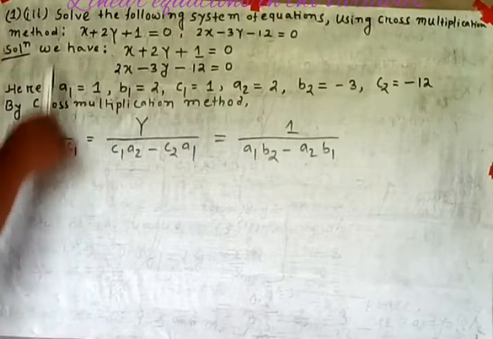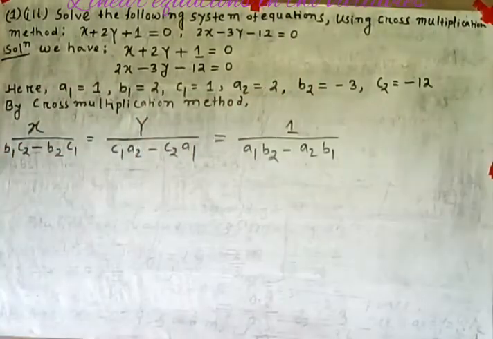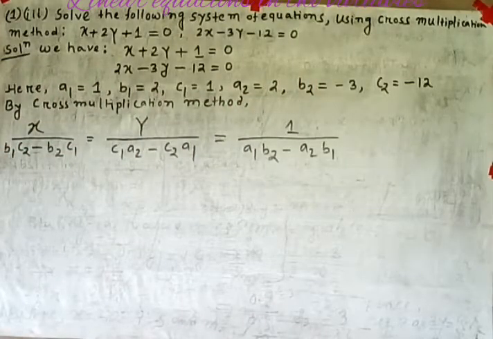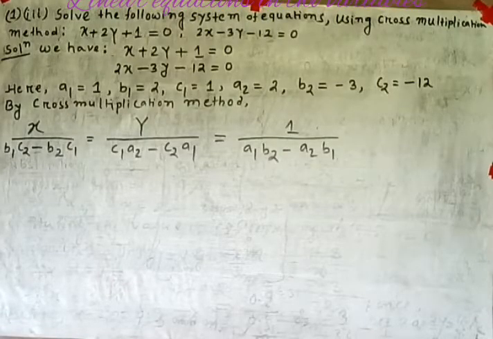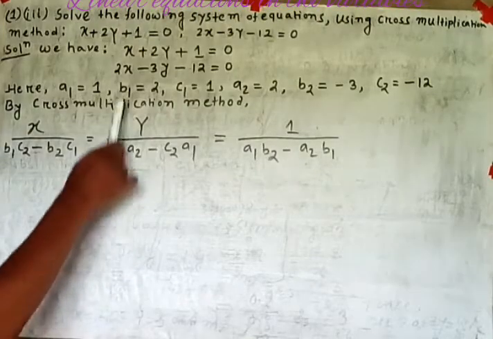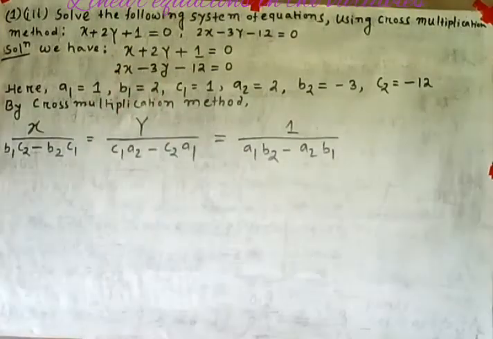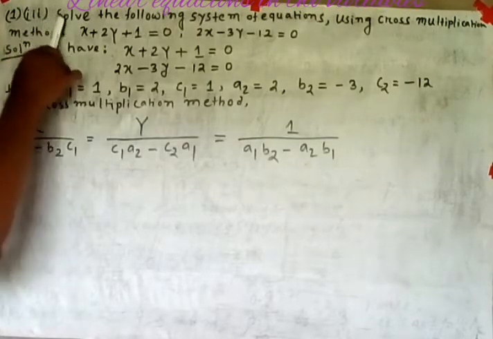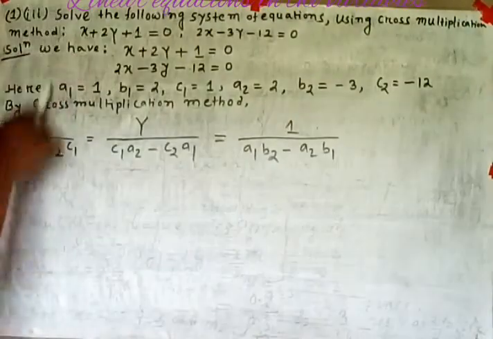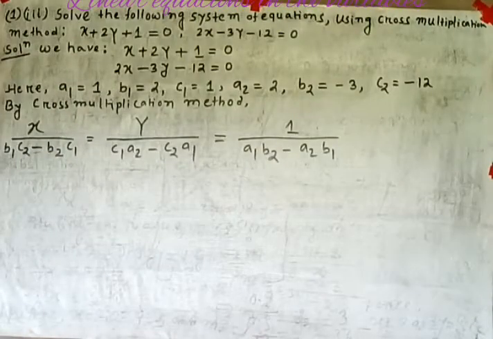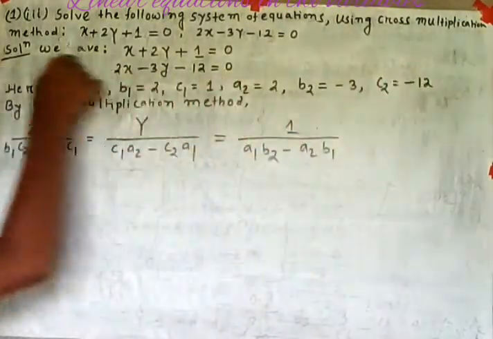We have already solved two equations like this last time. You can see the last videos. We used three methods for finding the x value and y value. First, the substitution method. Second, the elimination method. Third, the cross multiplication method. In this question they have mentioned that we have to use the cross multiplication method.